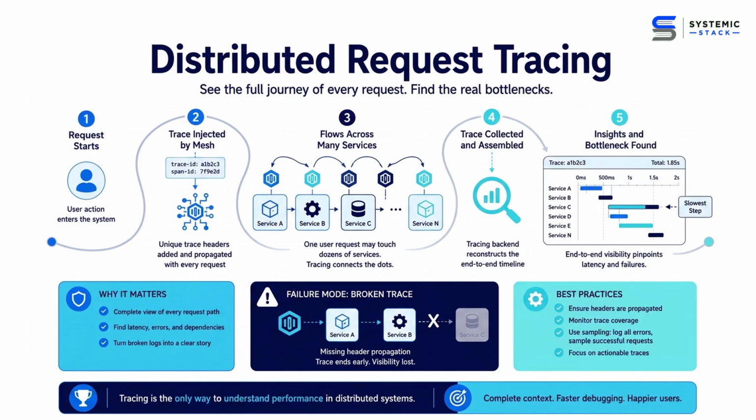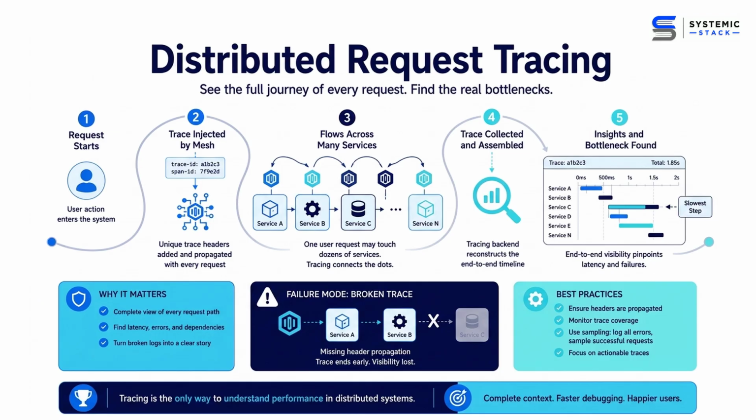Distributed request tracing is what allows you to reconstruct the full path of a single request across many microservices. It works by having the mesh inject and propagate unique trace headers as a request moves through the system. What matters here is that in a complex environment, a single user action might touch 20 different services, and without tracing, you'd have no way to see where the slowness is actually coming from.